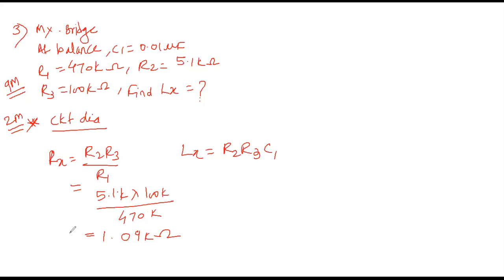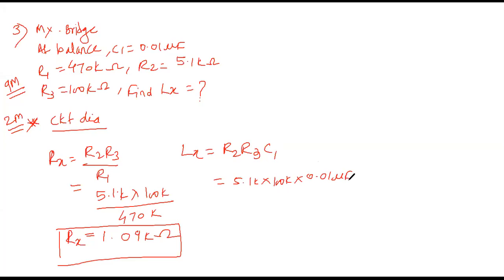Ritesh, you are close to the answer. There is some minor mistake in your answer. Check it out. Okay, Lx. What is the value for Lx? R2 is 5.1 K multiplied by R3 100 K multiplied by C1. C1 is 0.01 microfarad. So again here, this one is in micro and all others are in kilo.